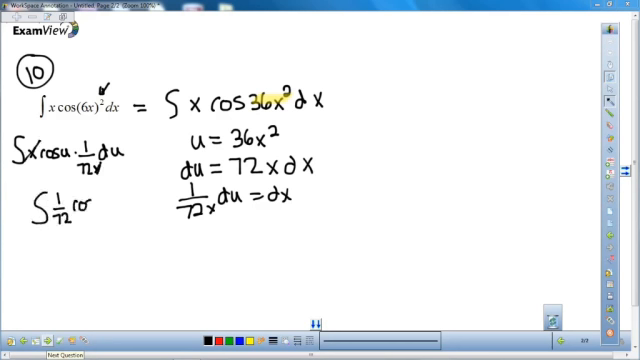so my x's cancel, and then I can take the antiderivative. So the antiderivative of cosine of u is sine of u. Don't forget your plus c. And then we're going to substitute u back.